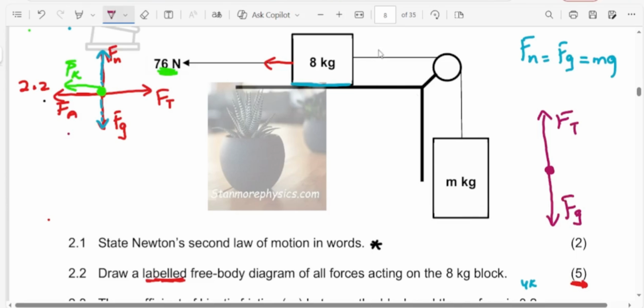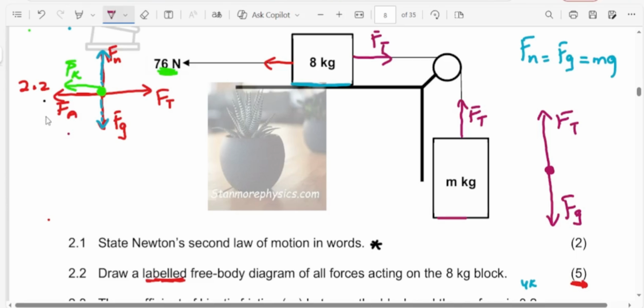So this gives us the opportunity to go back to the 8 kg block, because remember we also have tension, and tension is the same for these 2 blocks. So if we can try and start with the 8 kg block to find the tensional force, we can come back and use it to find the mass on this block. So now I need to draw a free body diagram of all the forces that are acting on the 8 kg block.